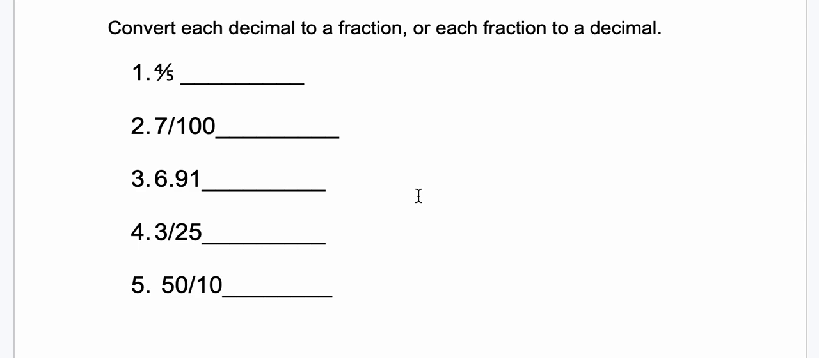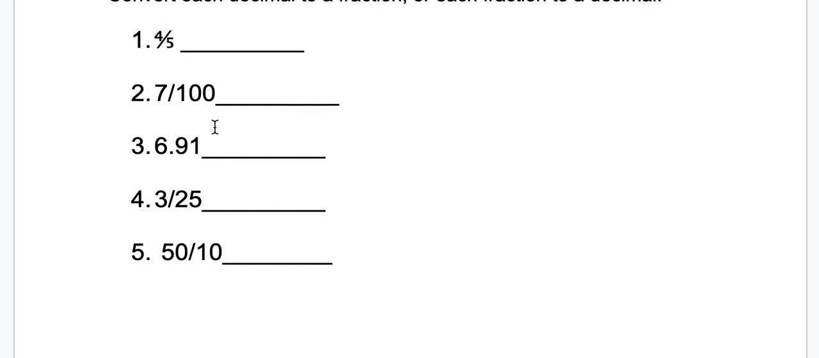The second part of this just asks you to convert each decimal to a fraction or each fraction to a decimal. So depending on what the question starts with, you're converting to the other. So if it's a fraction, you're going to convert it to a decimal. And if it's given to you as a decimal, you're going to convert it to a fraction.